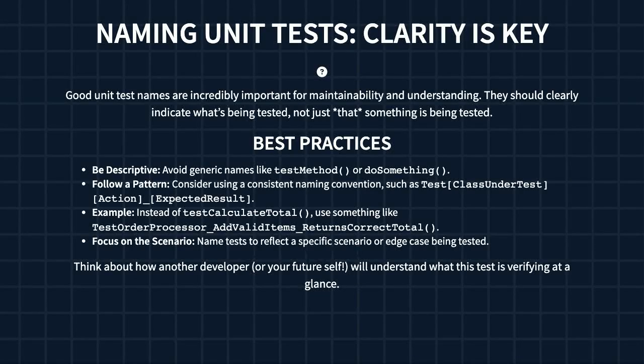Okay, let's talk about naming unit tests. It's surprisingly important. Don't just slap together a generic name like test method. A good name tells you exactly what scenario is being tested. I recommend using a pattern that includes the class being tested, the action performed, and the expected result. Something like test order processor out valid items returns correct total. The goal is for anyone reading your test to immediately understand what's going on without needing to dig into the code. Clarity really makes a big difference in maintainability.